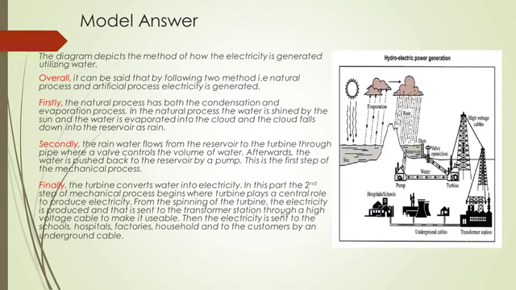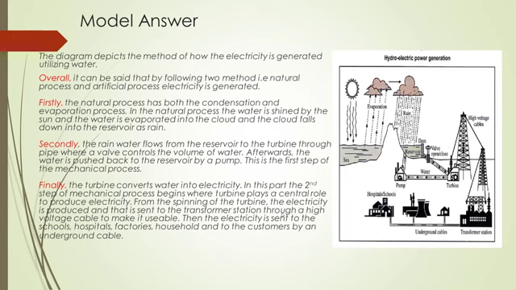Then comes the overview. It can be said that by following two methods, i.e. natural process and artificial process, electricity is generated. Firstly, the natural process is both the condensation and evaporation process. In the natural process, the water is heated by the sun and evaporated into the clouds, and the cloud falls down into the reservoir as rain.